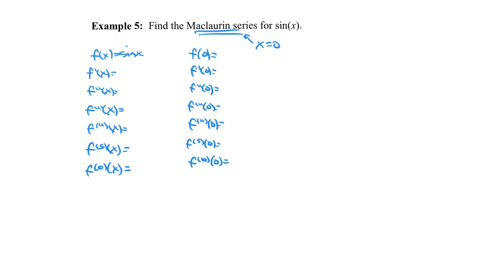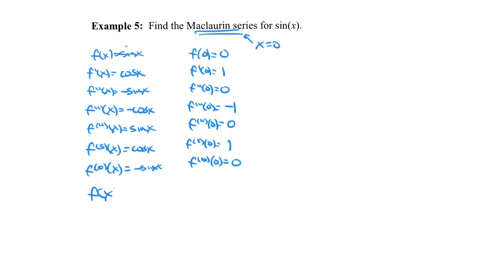All right, so we're going to get cosine, minus sine, minus cosine, sine, cosine, minus sine. Okay, then we plug in zeros for all the inputs. All the sines are going to be 0. We'll do those first. So we get a 1 here, a -1 here, and a 1 here.